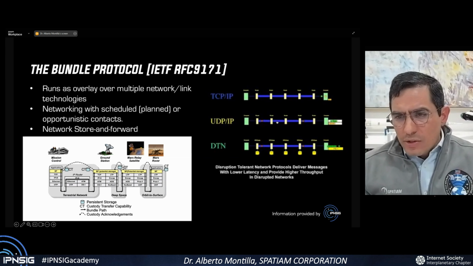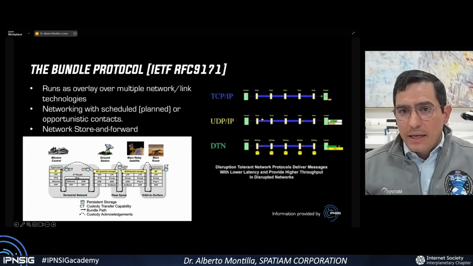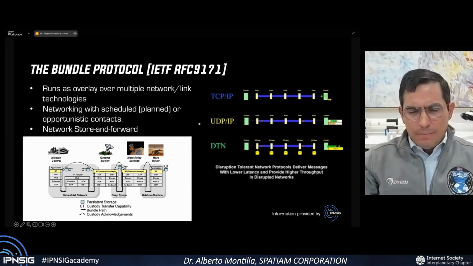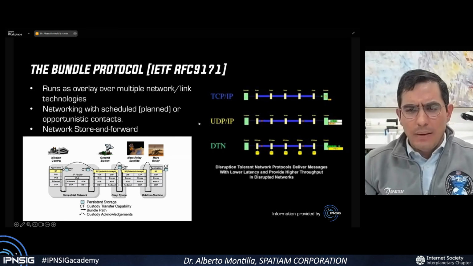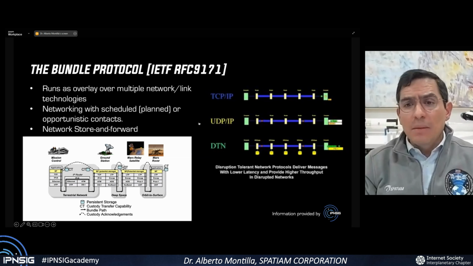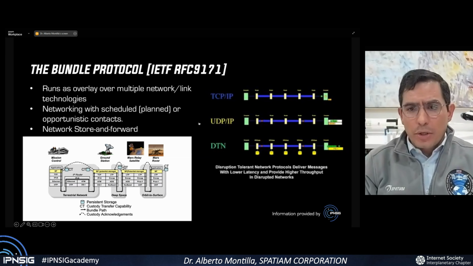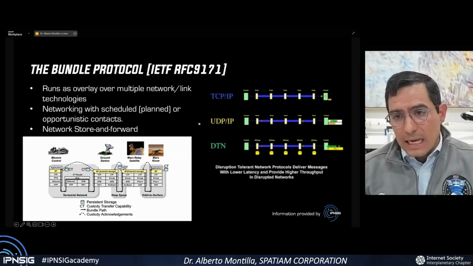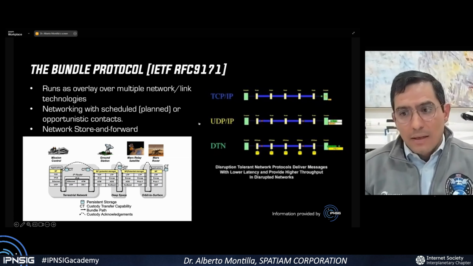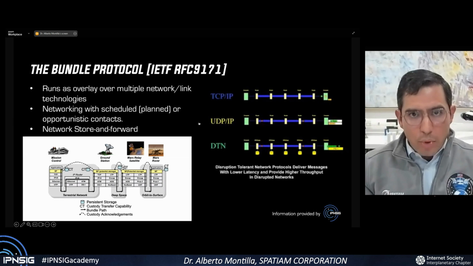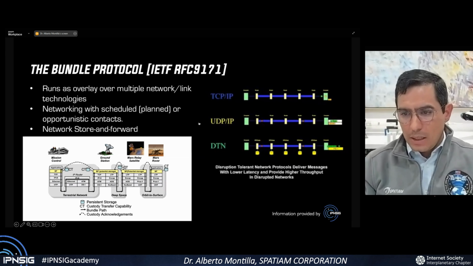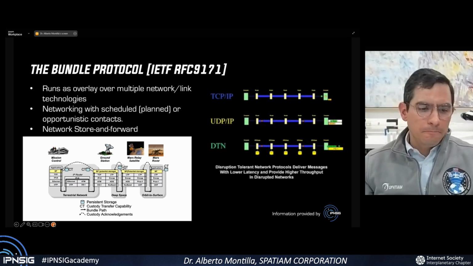I don't know if this is going to play well. It's not going to play well, sorry. This is disabled, but there is a good animation, and I'm going to look at the link and send it later, that compares TCP/IP, UDP/IP, and DTN in presence of disruption, and how DTN is able to support a reliable transfer of data at any hop.